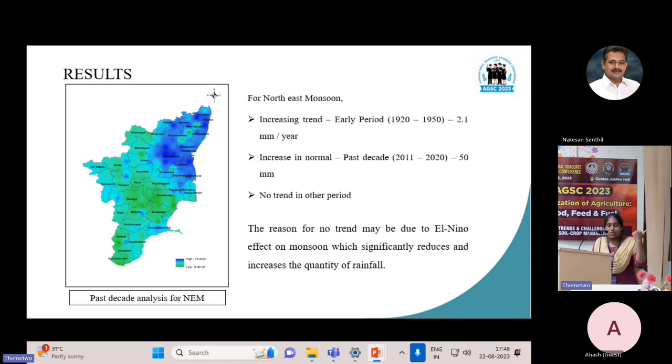Other than that, we have found an increasing trend during the early period, and the normal rainfall has also increased. Our staff have also studied the trend analysis and found similar findings regarding the increasing trend in the early period season, and the annual rainfall has also been increasing over the period of time.